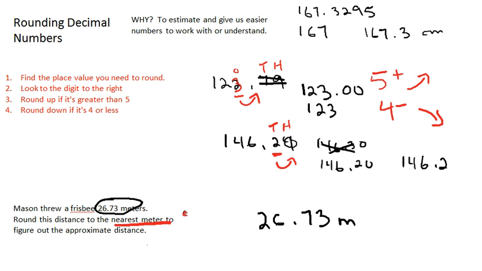Okay, so that means it's the ones if it's the nearest meter. So let's find the ones place value, hundredths, tenths, ones. Here it is, underline it. It's a 6 here right now. I have to look to the digit to the right. In this case, it's 7, it's 5 or greater. So I'm going to have to round this underlined digit, 6, up. The next number up is a 7. So my answer would be 27 meters. Pretty far, Mason.